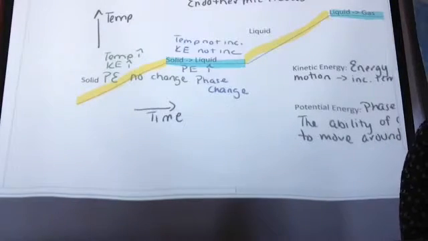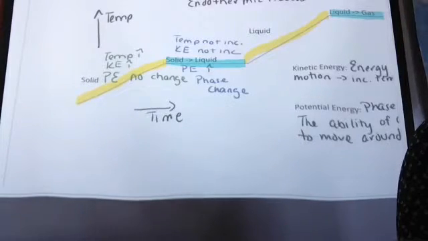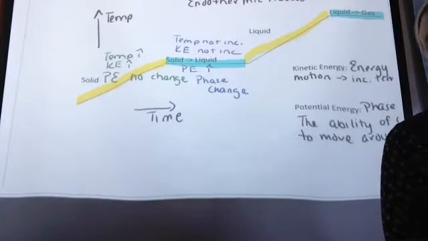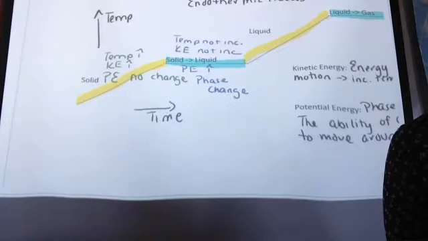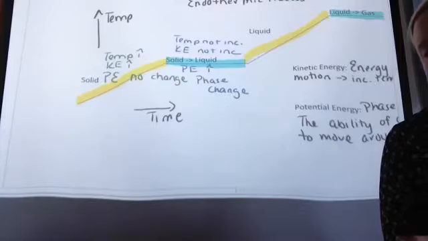So all of the blue areas, or all of the phase changes, you're seeing an increase in potential energy, and every slanted line is going to be an increase in temperature, therefore an increase in kinetic energy. But the potential energy isn't going to change. So on the entire curve, energy is always increasing. It just depends on whether it's the kinetic energy or the potential energy.